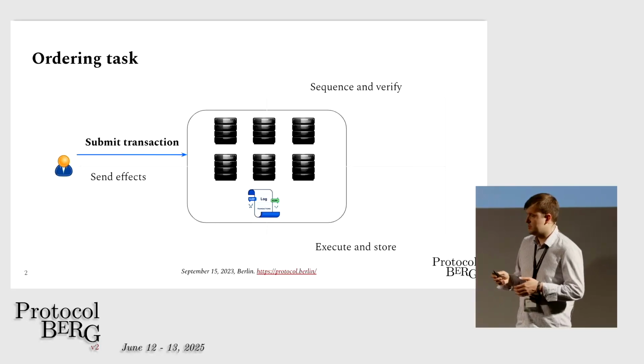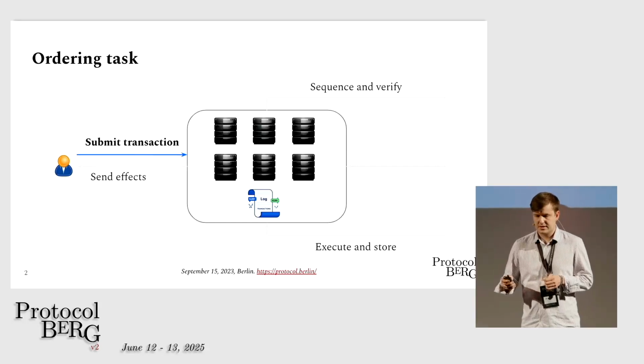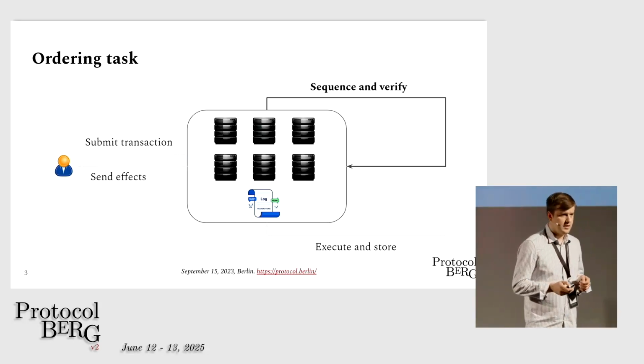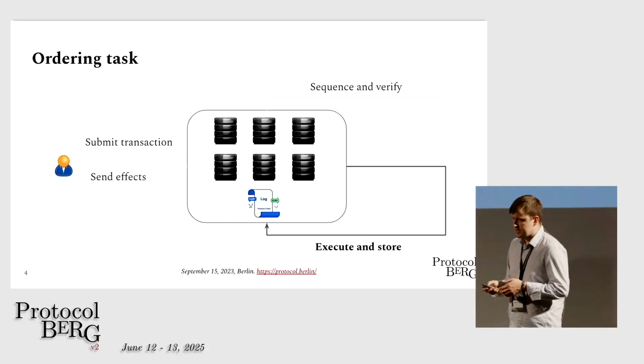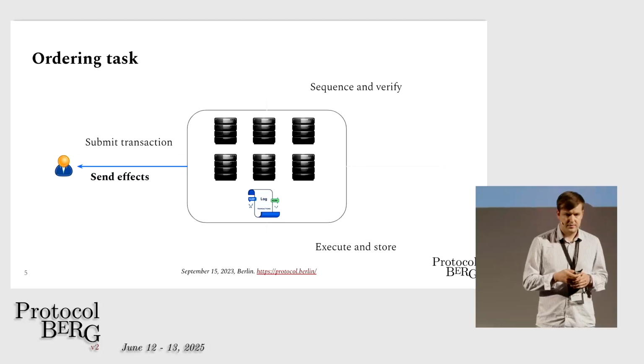Okay, let's start from the general picture. We consider a typical blockchain scenario where we have clients. They are connected to some validators. They create and submit transactions. And the goal of validators is to sequence and execute transactions, and then send the result of the execution back to the client.